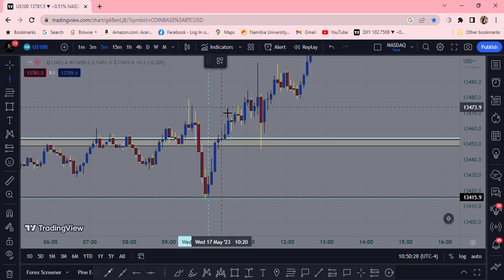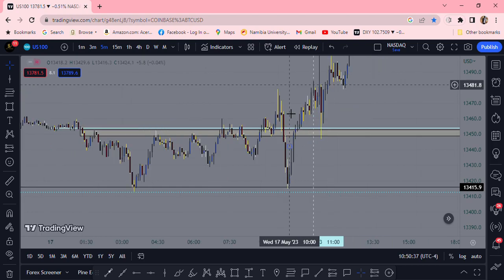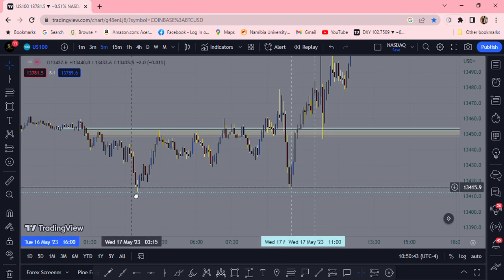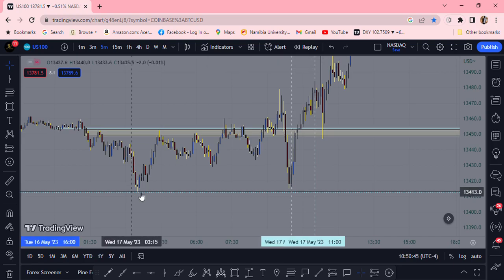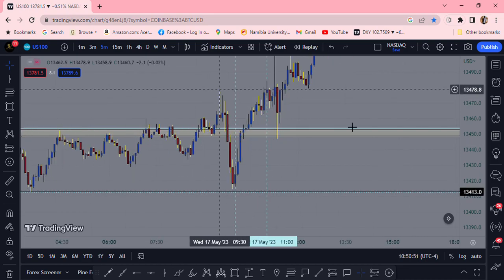Well, 10 a.m. Alright. So, during this session, when 10 a.m. came, we were actually here. Price came here. So, I actually thought price would take out this sell stop. But price shot up, took out this buy stop.